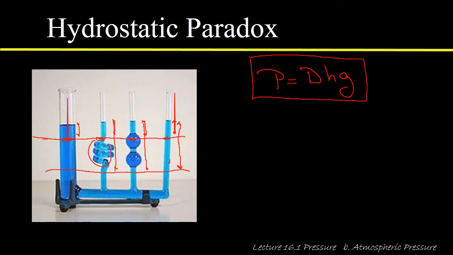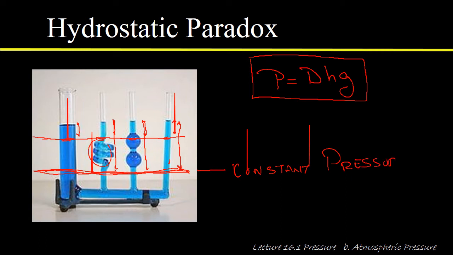The hydrostatic paradox tells us, and we're not going to worry about why this works out mathematically, we're just going to use this as a tool. If we draw a horizontal line here, as long as it's a uniform fluid and has a constant density, the pressure is equal everywhere along that horizontal line, and the pressure is given by that equation.